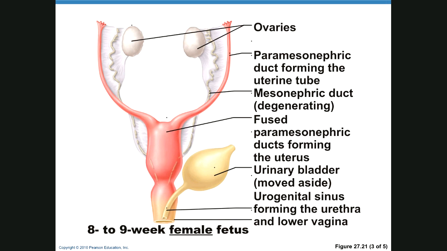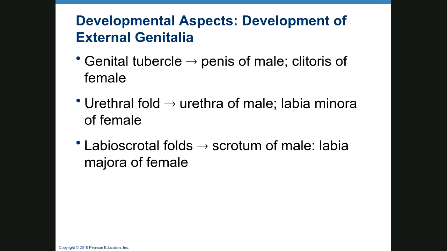The ovaries are here, and they do come down from where they were. They start up higher up with the kidneys. They do come down into the pelvic area. Now, developmental aspects: the genital tubercle, which we'll see in a minute, becomes the penis in the male, the clitoris in the female. The urethral fold becomes the urethra in the male, labia minora in the female. Labioscrotal folds become the scrotum in the male, labia majora in the female.